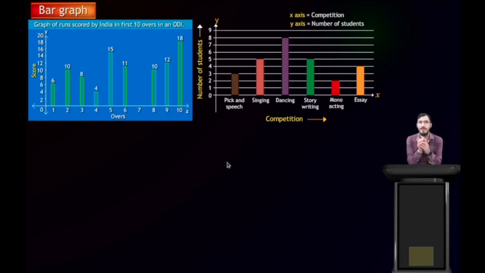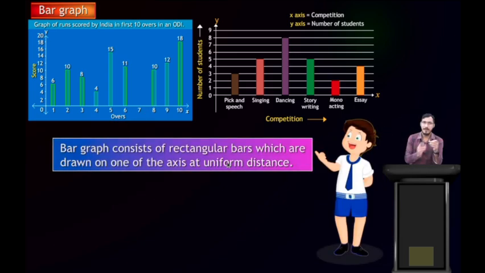So here students, this type of graph is a bar graph. A bar graph consists of rectangular bars which are drawn on one of the axes at uniform distance.